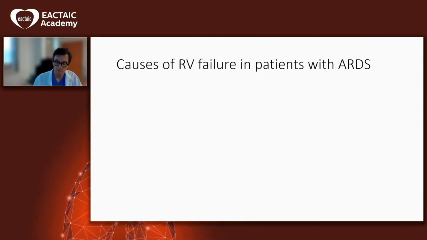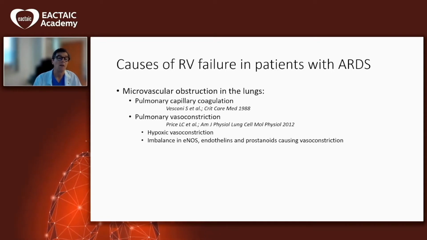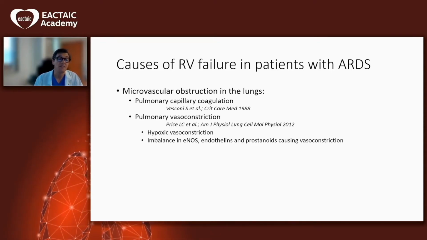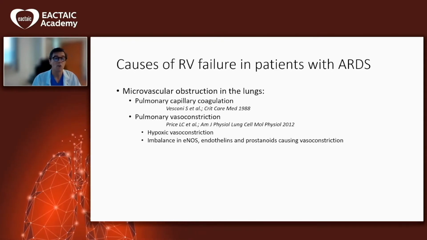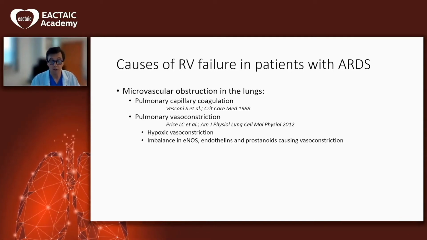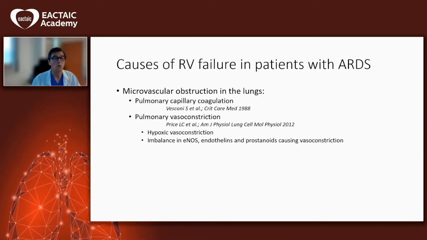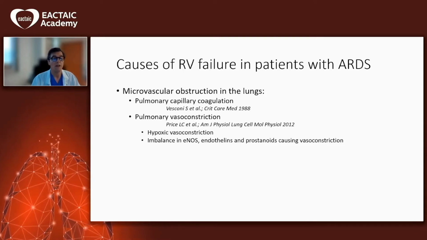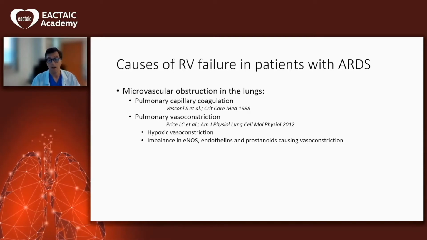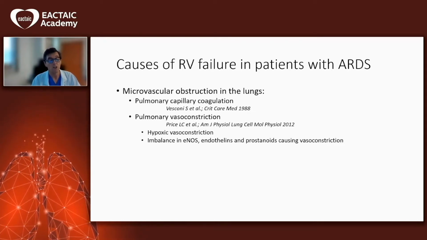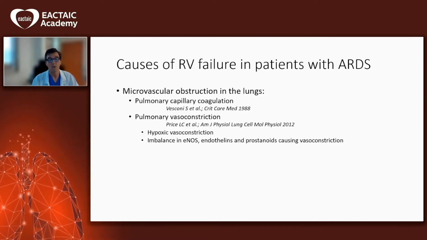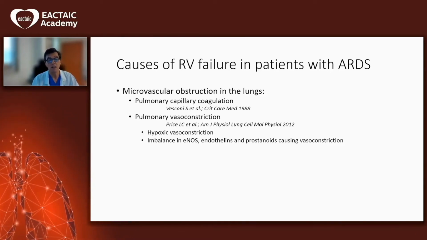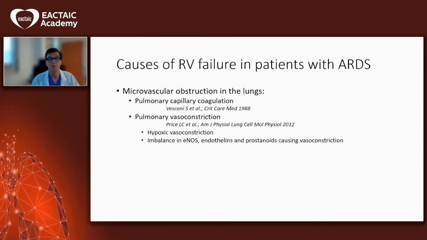First of all, there are many reasons for patients with ARDS to have right ventricular failure. One of them is that there is, due to the disease, microvascular obstruction in the lungs. This microvascular obstruction can be due to pulmonary capillary coagulation, but also to pulmonary vasoconstriction. And this vasoconstriction results from hypoxia. This is a hypoxic vasoconstriction. And also because there is an imbalance between endothelial factors regulating vasodilatation and vasoconstriction, and this imbalance favors vasoconstriction.